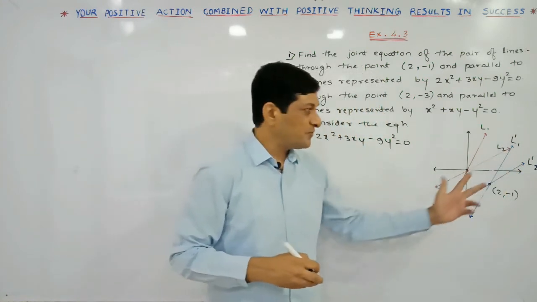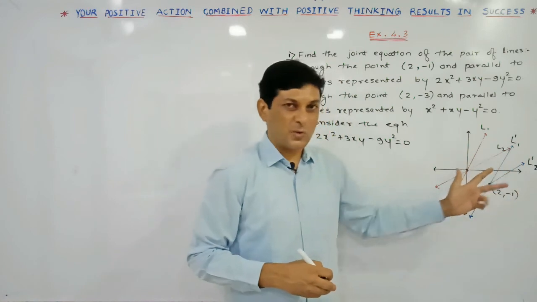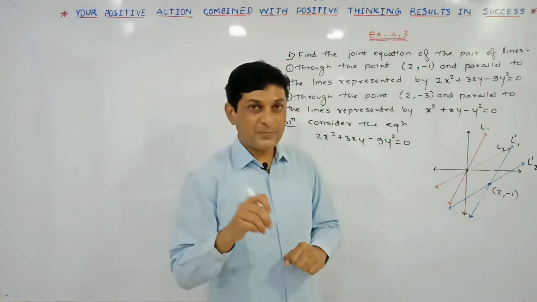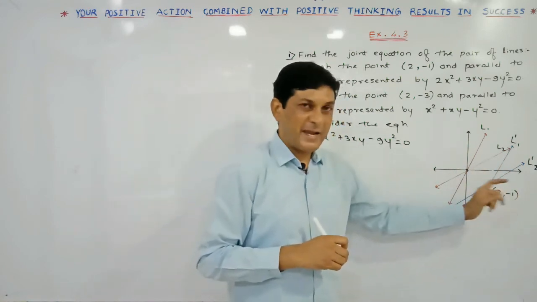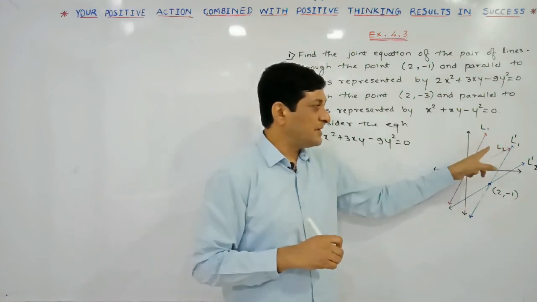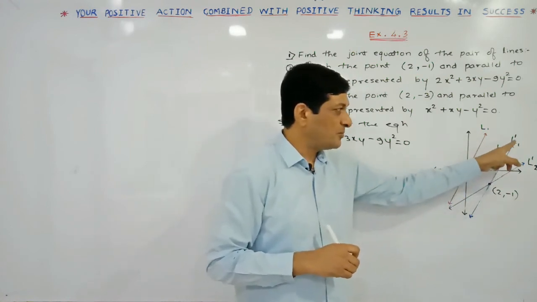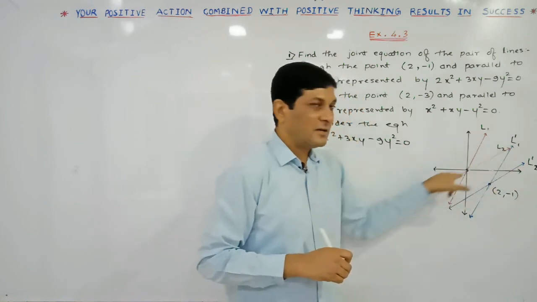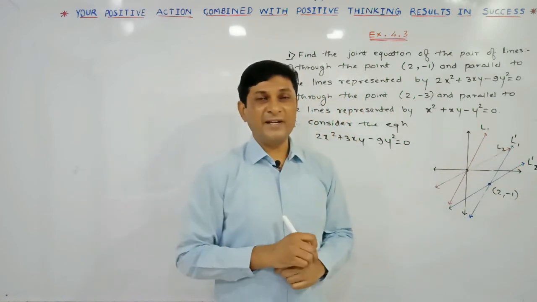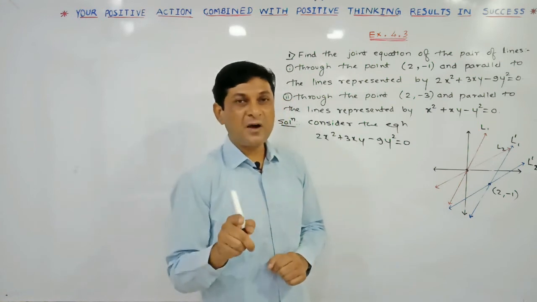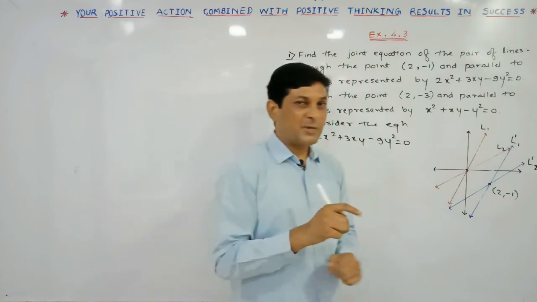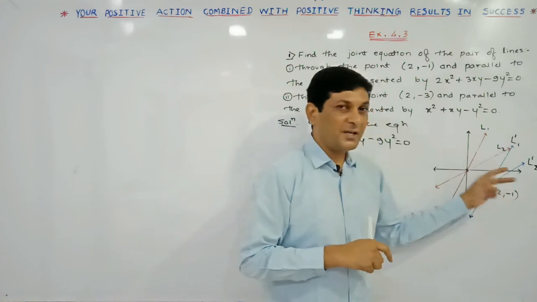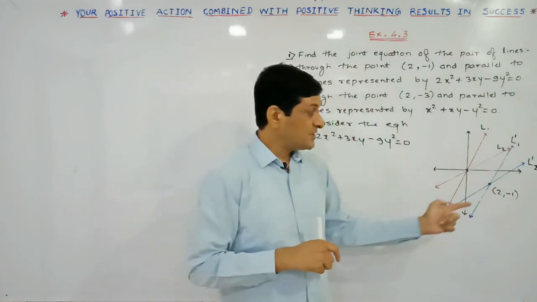Meaning the question is to find the combined equation of these two lines, L1' and L2', which pass through which point? (2, −1), and are parallel to the lines represented by this equation. Here we can observe that L1' is parallel to L1 and L2' is parallel to what? L2. Now whenever we are finding a joint equation, first we should know the equations of the two lines, which means we first have to find the equations of both these lines. What is the given condition?